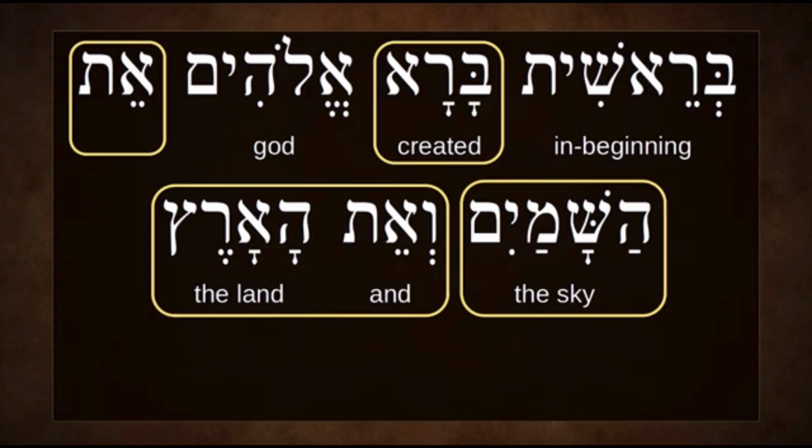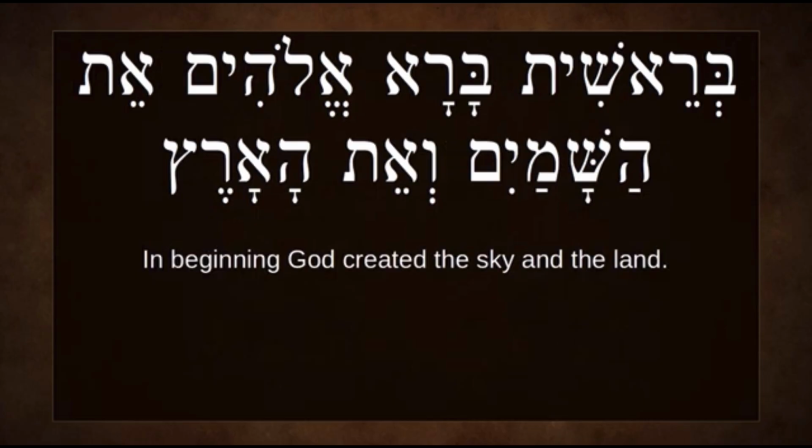And Bereshit means in beginning. So this entire sentence would read, in beginning, God created the sky and the land. Now, this sentence is of course from the book of Genesis, which, by the way, in Hebrew is called Bereshit. This is Genesis chapter 1, verse 1.